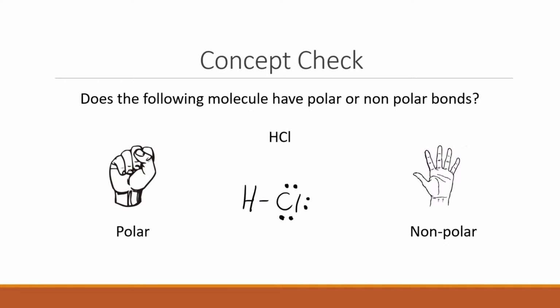What about HCl? Is this bond polar or non-polar? Right here we have a polar bond. Two different things pulling on the electrons. Chlorine is much stronger, so those electrons are going to be much closer to the chlorine, not in the middle of the bond. Right, these electrons end up bunched up on one side.